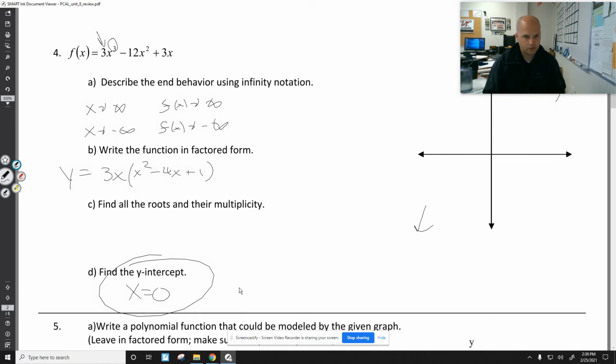Good questions on your quiz where they gave you a y-intercept. You have to find certain information. You plugged in 0 for x, you get 0. So the y-intercept is at 0, 0.